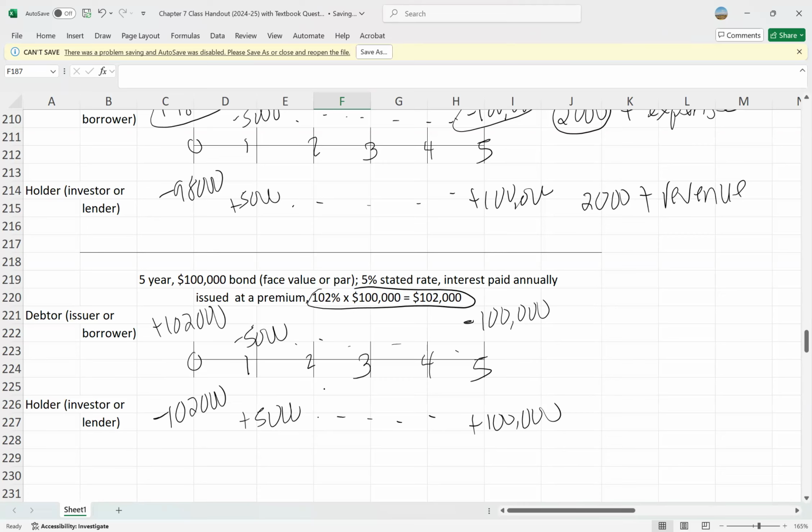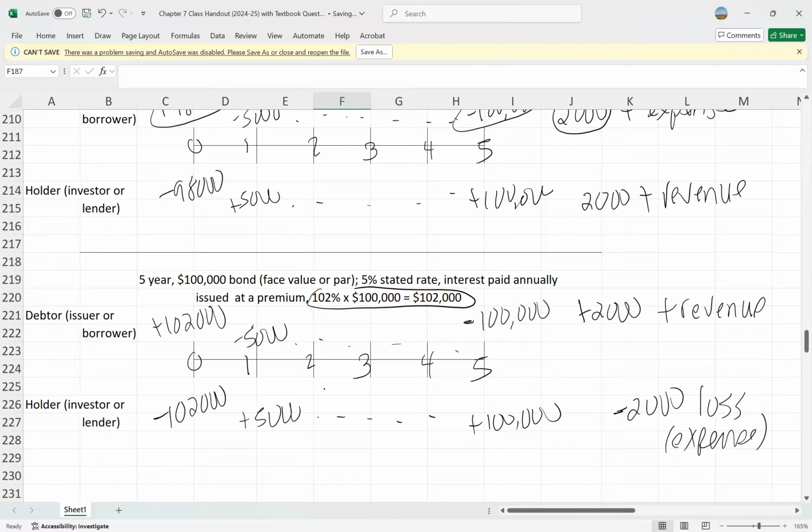So with a premium for the debtor, they're going to get an additional 2,000. So that's sort of like additional revenue or income, right? For the holder, this is going to be a loss of 2,000. So once again, like an expense or like a loss. So just a quick overview of discounts and premiums. And any questions?